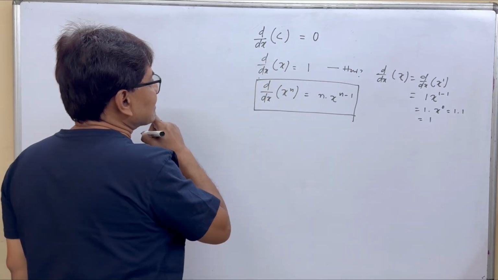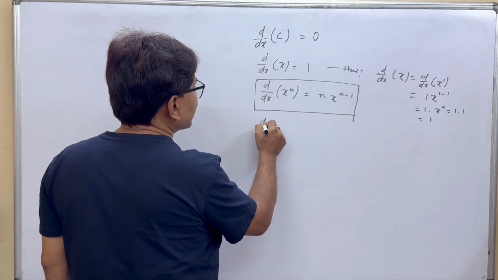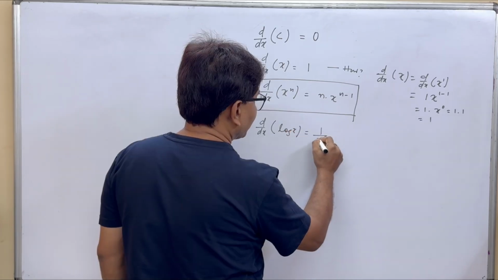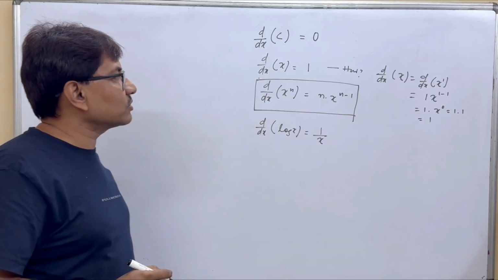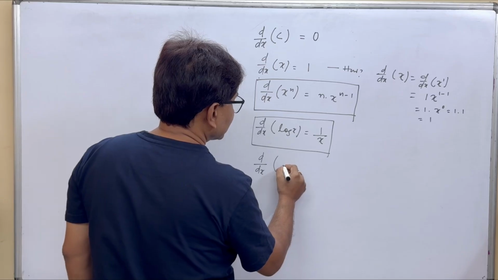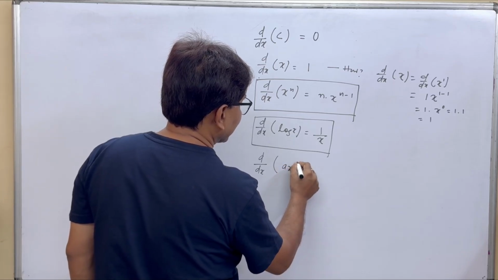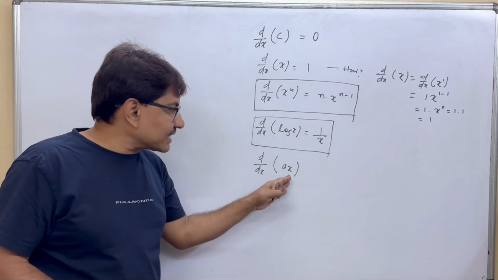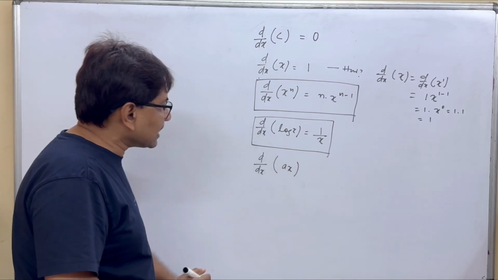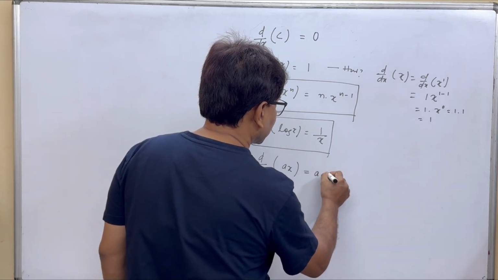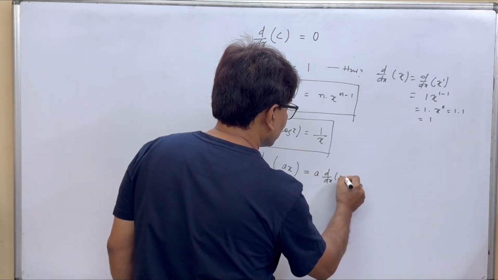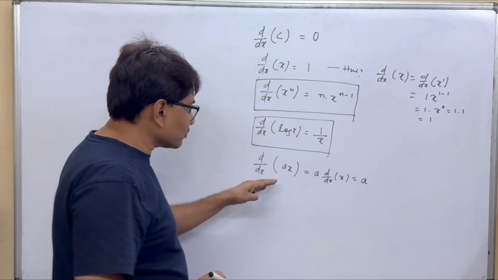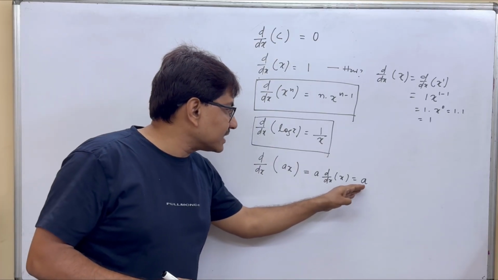If it is said d/dx of log x, it is 1 by x directly. d/dx of ax, that means the variable here is x and a is one constant. If we consider the constant, it always comes first and we write d/dx of x only. Ultimately d/dx of x is 1, so d/dx of ax is a.